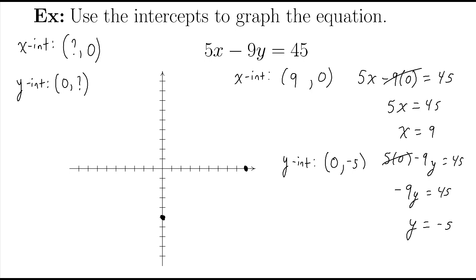Since I know this is a straight line, and I know the x-intercept and the y-intercept, I can draw a straight line that passes through both of those points. I can attempt to draw a straight line. Okay, not the worst line I've ever drawn. But okay, we used the intercepts to graph the equation.